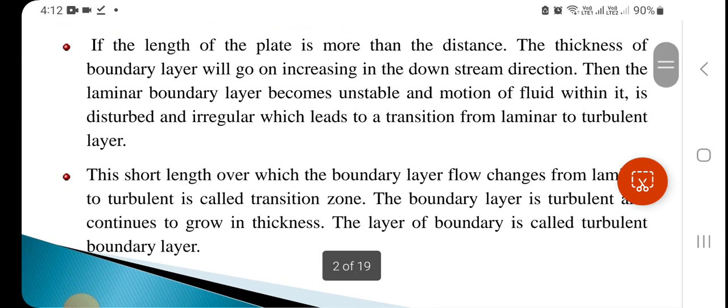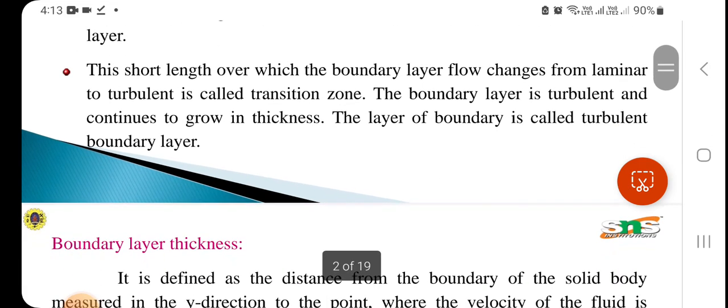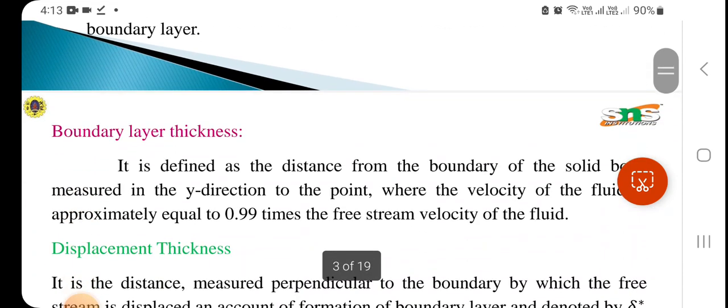In our previous classes, we have studied about the Reynolds number, and what the Reynolds number is for a laminar and turbulent flow and also a transition flow. So this short length over which the boundary layer flow changes from laminar to turbulent, we call the transition zone or critical flow also. The boundary layer is then turbulent and it continues to grow in thickness. This layer of boundary is called turbulent boundary layer.